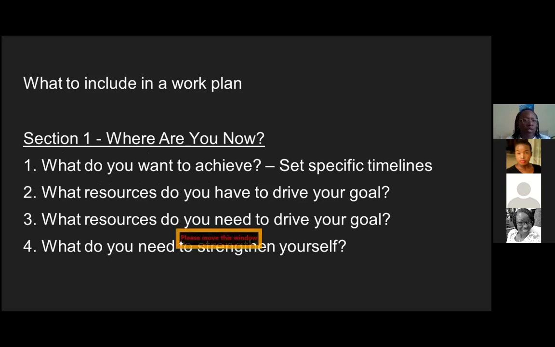Okay. So what do you include in your first section, where are you now? I think I'd earlier asked, for example, how many girls have you worked with? 1,700. And then what is your goal? What is your ultimate goal? What do you want to achieve?